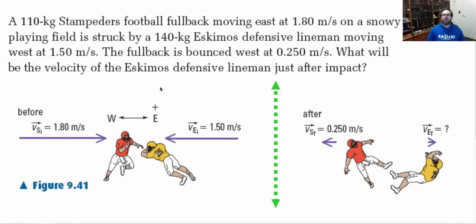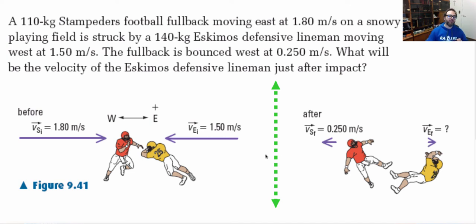So here's our last question. I want you guys to try this one by yourselves, and I'll quickly give you the answers at the end. So we have a 110 kilogram Stampeder football fullback moving at 1.8 meters per second east. He is hit by this Edmonton Elks defensive lineman that's 140 kilograms moving 1.5 meters per second west. After the collision, the Calgary Stampeder fullback is going west 0.25 meters per second. What is the velocity of the Edmonton Eskimo or the Edmonton Elks defensive lineman after impact?